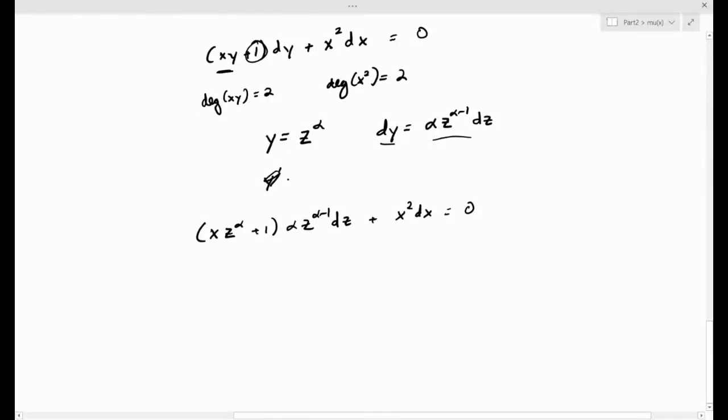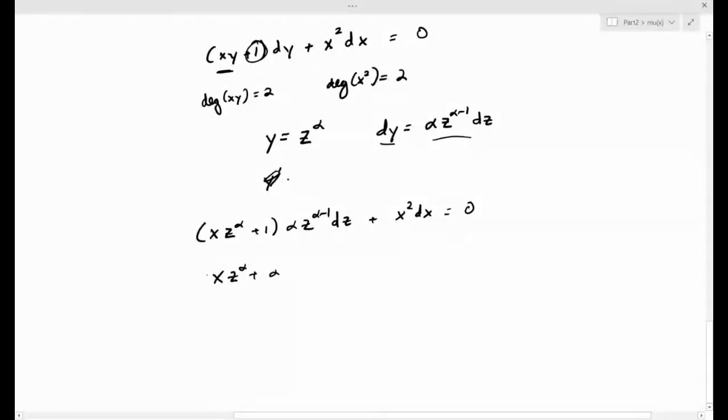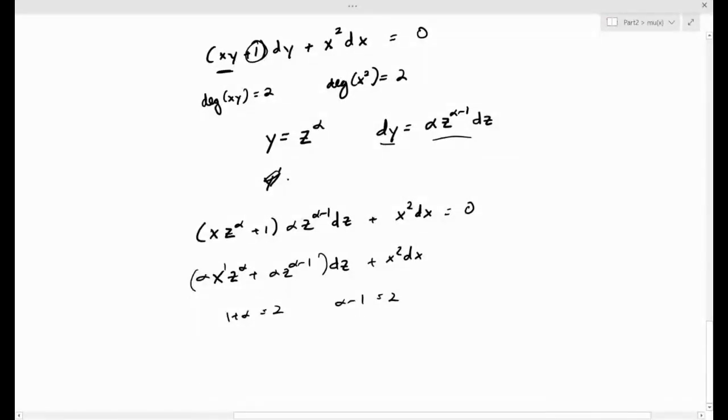Right, so here it wouldn't work out because you get x z to the alpha plus alpha dz, right? So the idea is that you want a common degree, so it just wouldn't work out because you'd want 1 plus alpha to be 2 and alpha minus 1 to be 2. So yeah, that doesn't work.